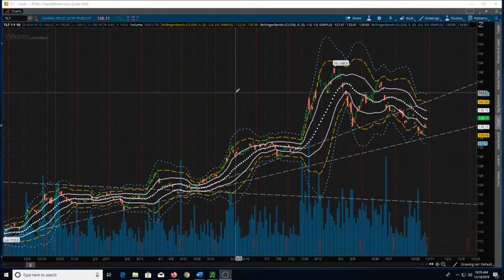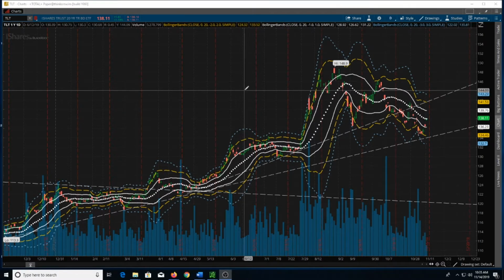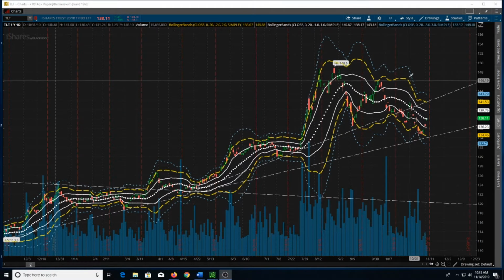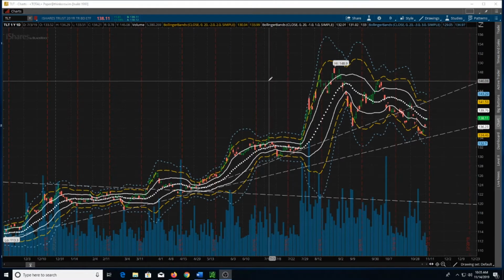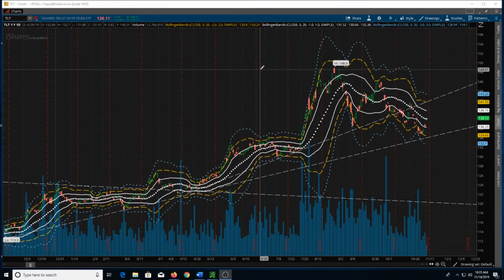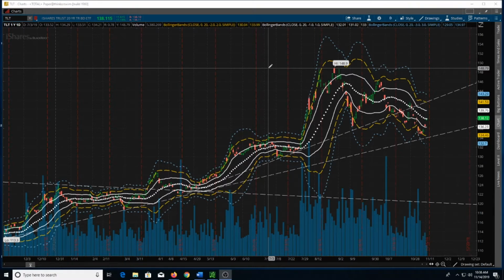So let's take a look at my first set of indicators, which are my Bollinger Bands, and see where bonds are today. Based on this, we can get an idea of where we think they may go, and then compare all the indicators and see if they're all showing us the same signs.